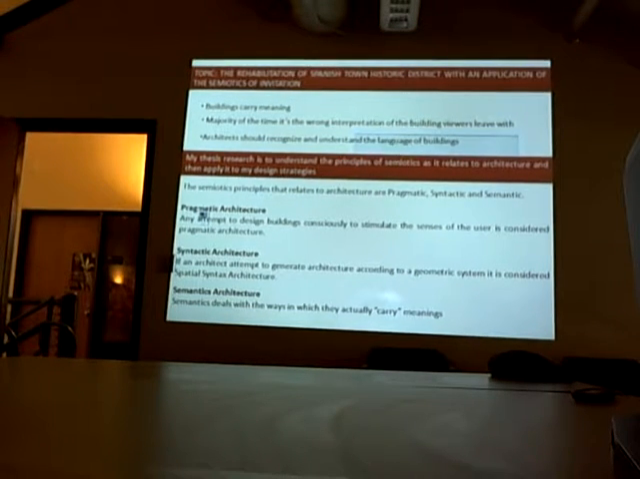What I try to do is look at what each means and how it relates to architecture. I found that pragmatic architecture is anything that tries to stimulate the senses, like seeing, hearing, touching. For the syntactic part of it, it's mostly using geometry to create spaces. And for semantic architecture, it's more about understanding the meaning, what it is exactly that the building means.